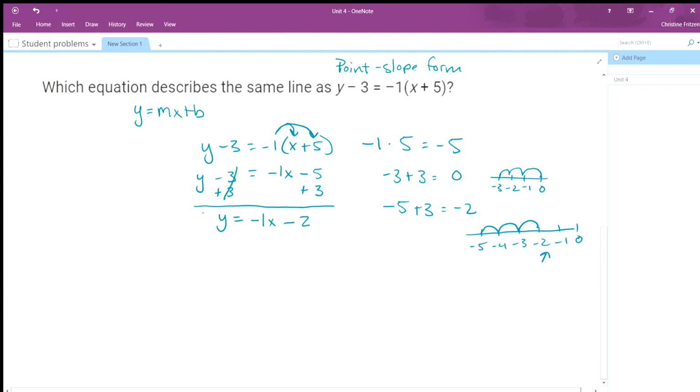And this is our answer. So you're looking in the answer choices for which one matches this one. It's just to change it into a different form. So whenever it tells you to look for the same line or something that is the same, you want to change it from one form to the other. Okay, there we go.